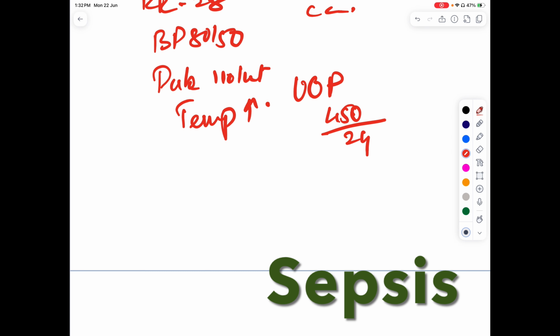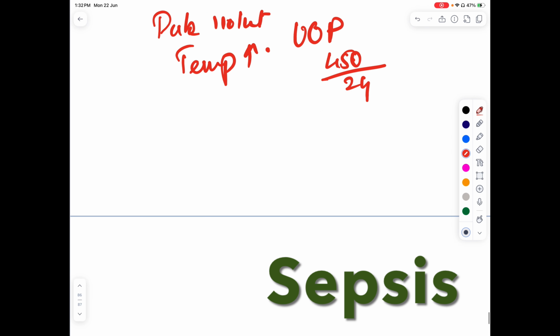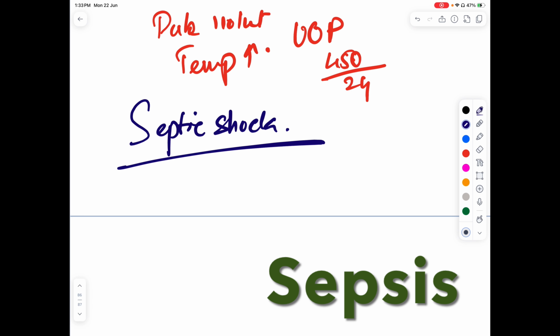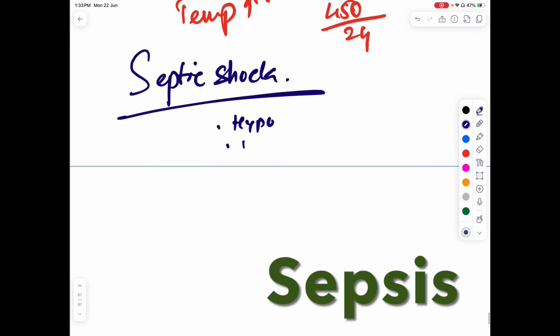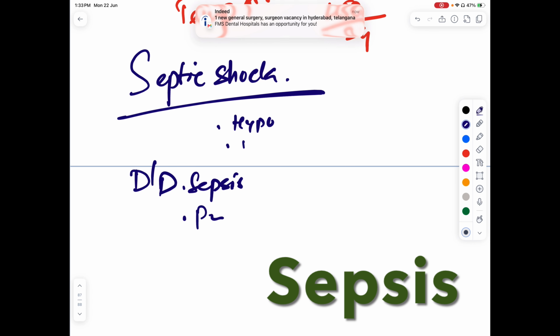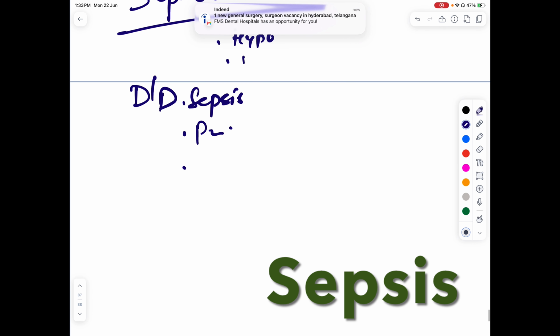Here this patient is having septic shock. You have to keep in mind that this patient has septic shock. Why? There is hypotension, tachypnea, confusion, and fever. Differential diagnoses to keep in mind besides sepsis: pneumonia, atelectasis, kidney injury, diverticulitis, and any of the abdominal causes.